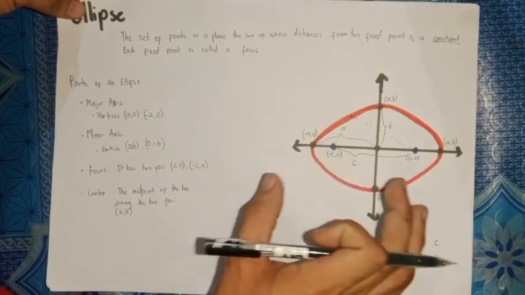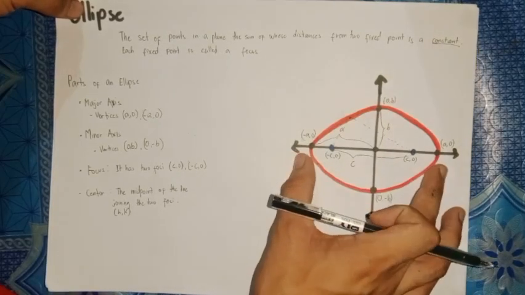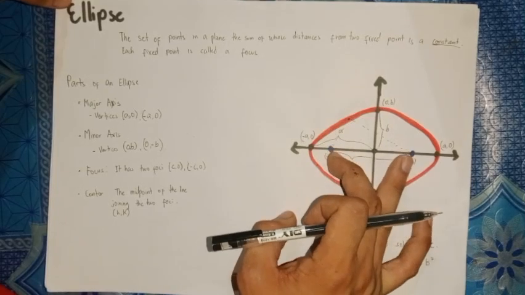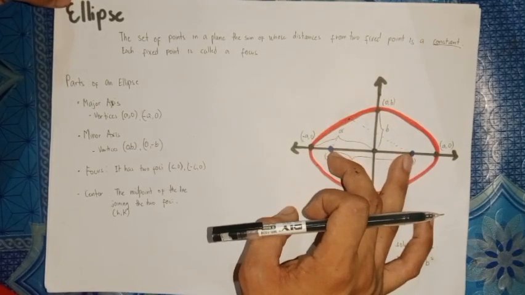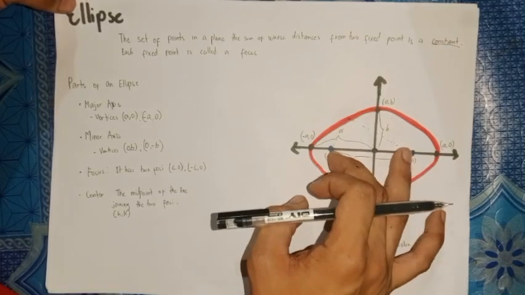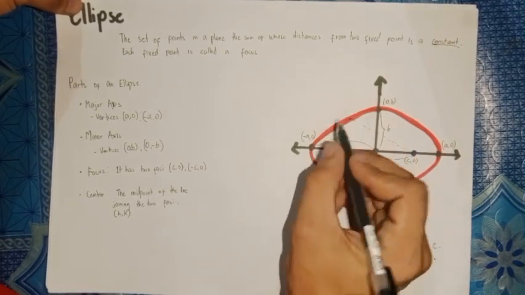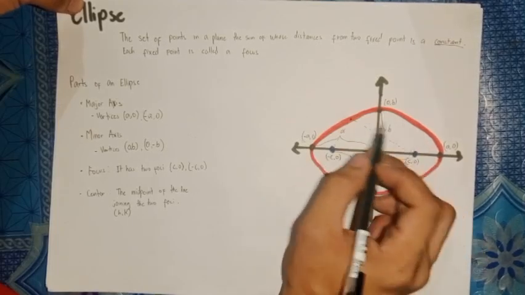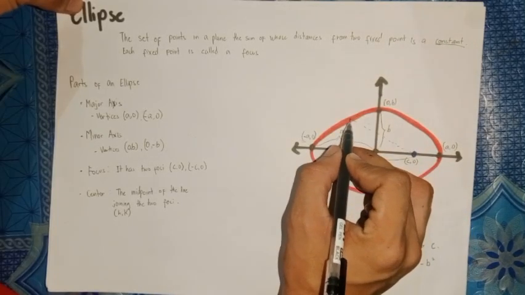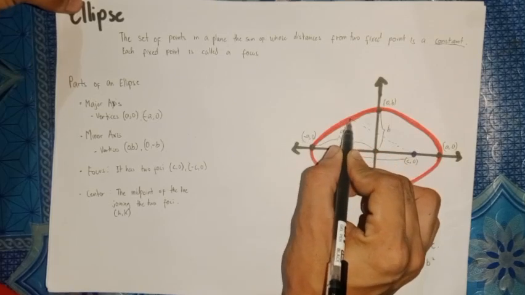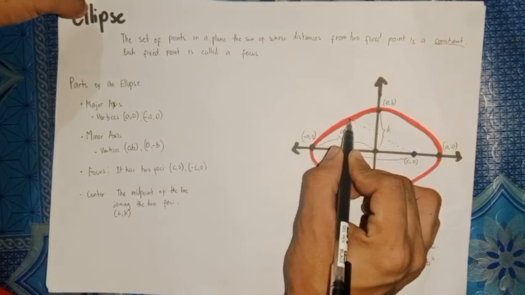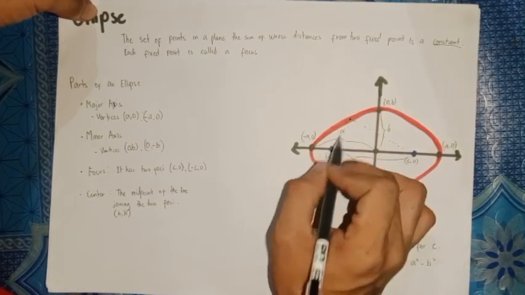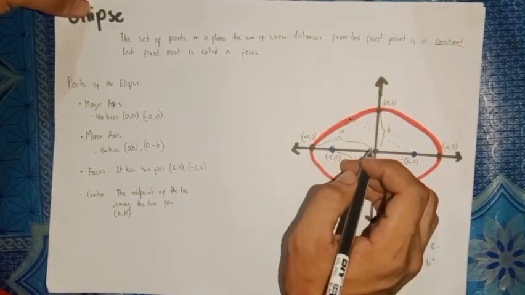Now, to have a better understanding, let's look at this figure. As you can see, we have two foci. Based on the definition of an ellipse, these are the set of all points of the curve. Imagine this is our point. The sum of the distances from any point on the curve to the two fixed points is a constant. That is now the definition of an ellipse.